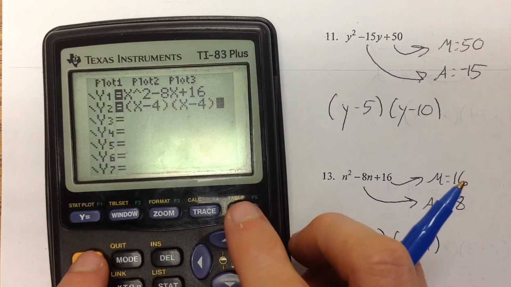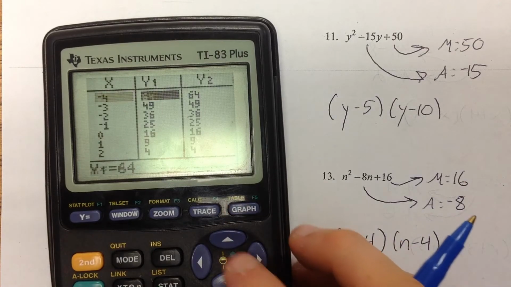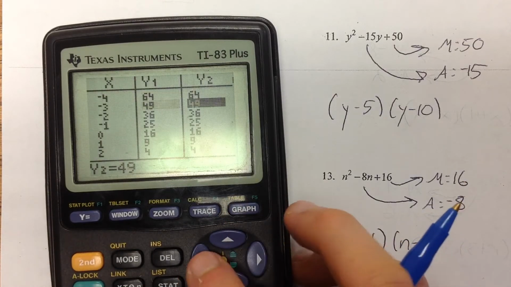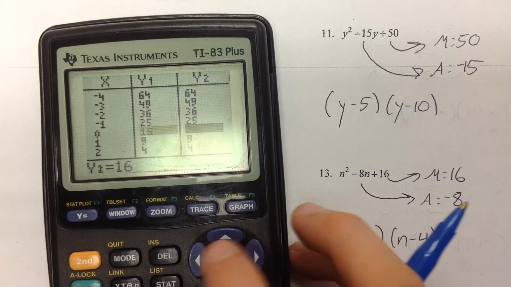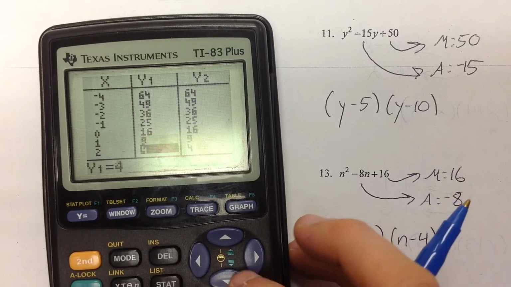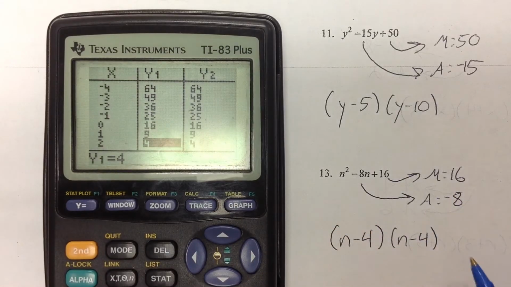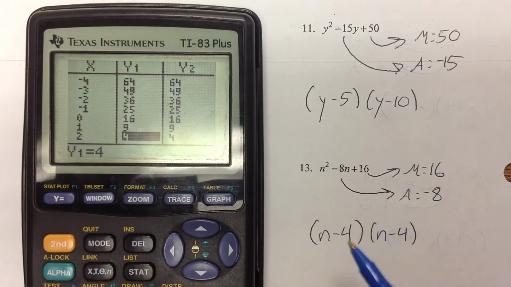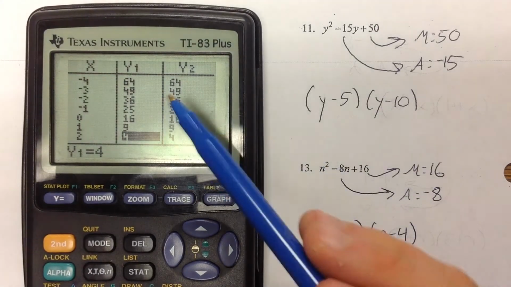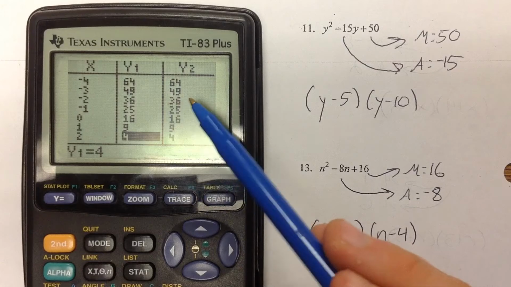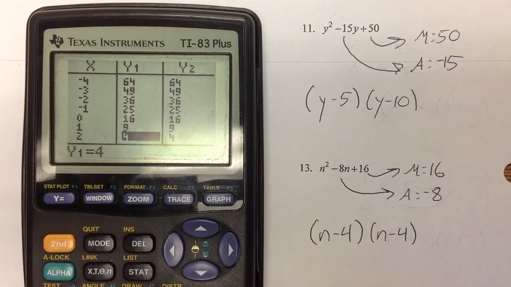And now when I go to second graph, what you're going to see is that y1 and y2 match all the way down. And if they match all the way down, that tells you that you did it right. Because when you're factoring, you're not actually changing the value of the expression. You're just changing how it looks, which is why you're getting the same numbers in columns y1 and y2.